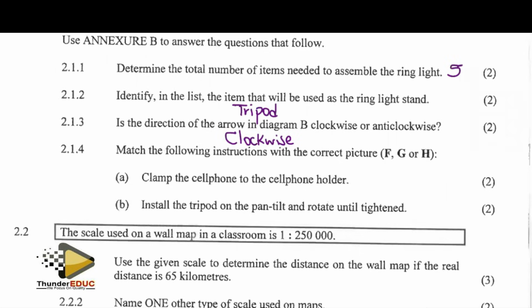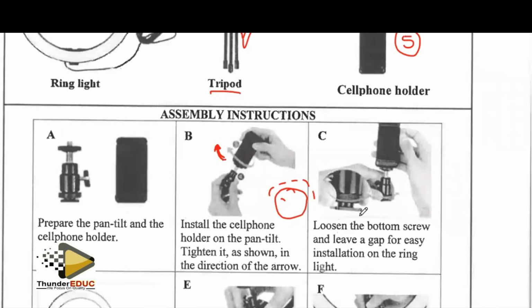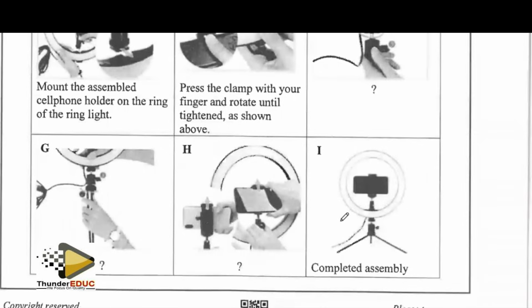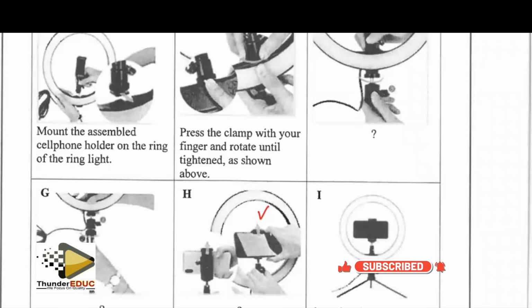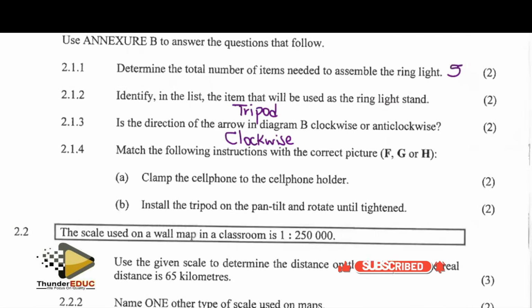Match the following instructions with the correct picture, F, G, or H. Clamp the cell phone to the cell phone holder. Let's go there and we see. It's H. This is the phone being clamped inside here. So it's H.